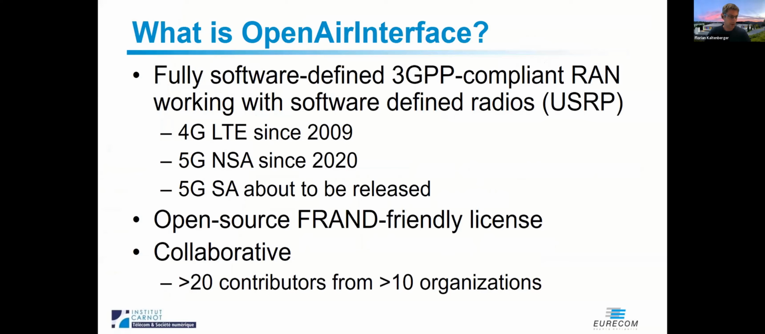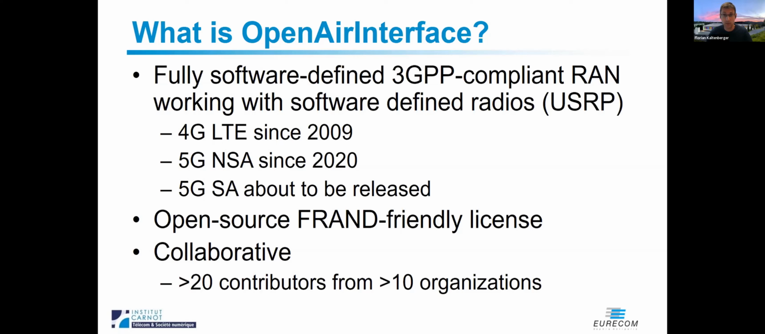For those of you who are not familiar with OpenAir Interface, it is a fully software-defined, 3GPP-compliant radio access network that works together with software-defined radios, like for example the USRPs, but also others. The project has been around for a while now, and it became popular around 2009 when we became compliant with 4G LTE. Today we can also do 5G NSA, since last year, and we are in the hot phase of releasing 5G standalone. I think we're just a few days, maximum a week, away from having that ready.